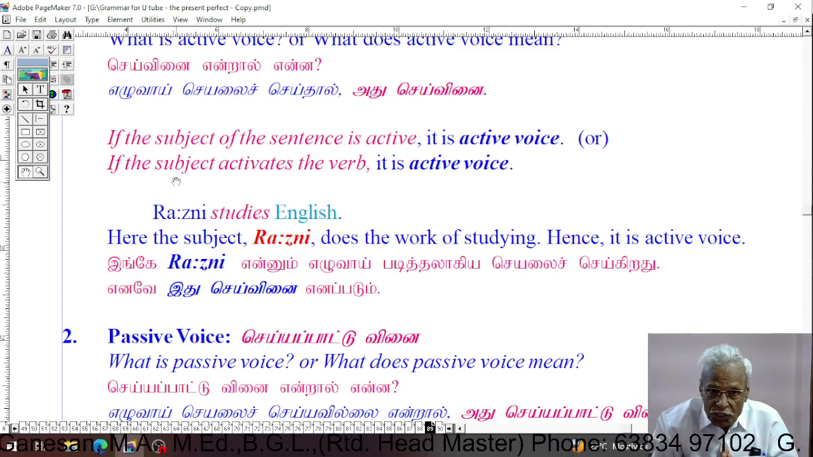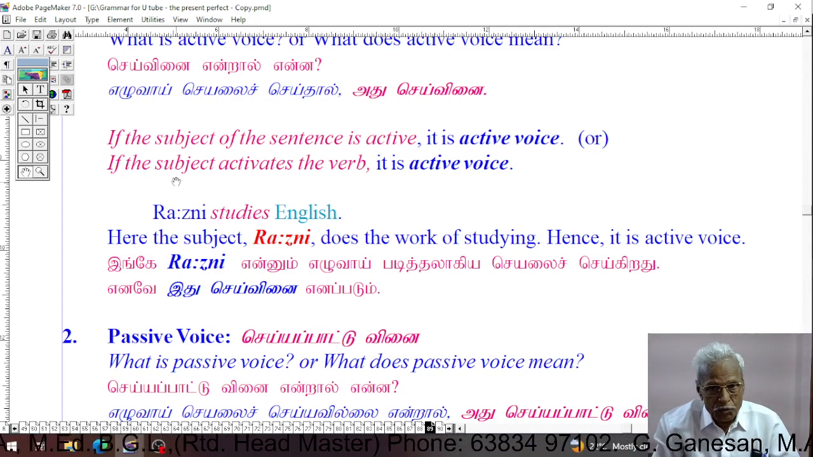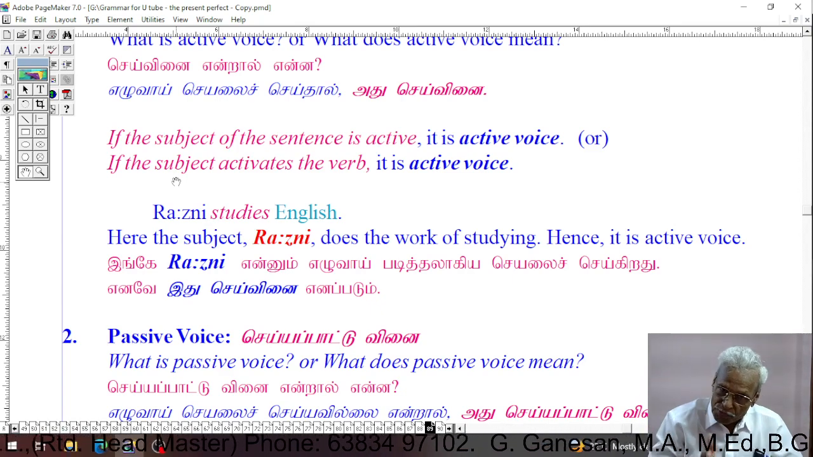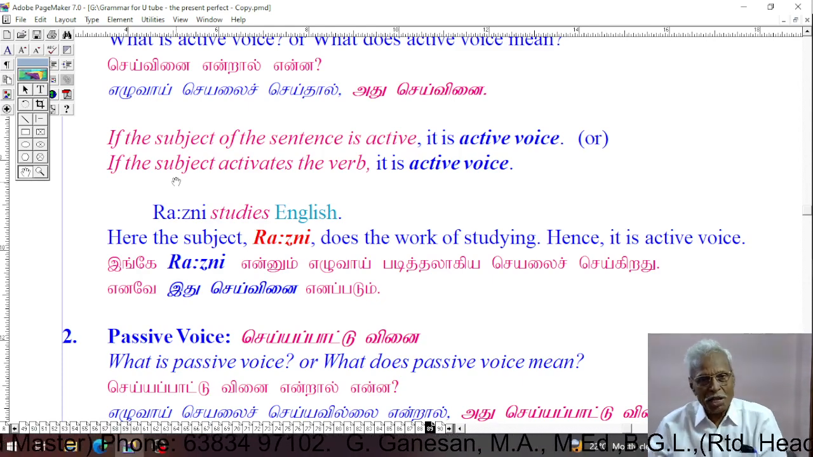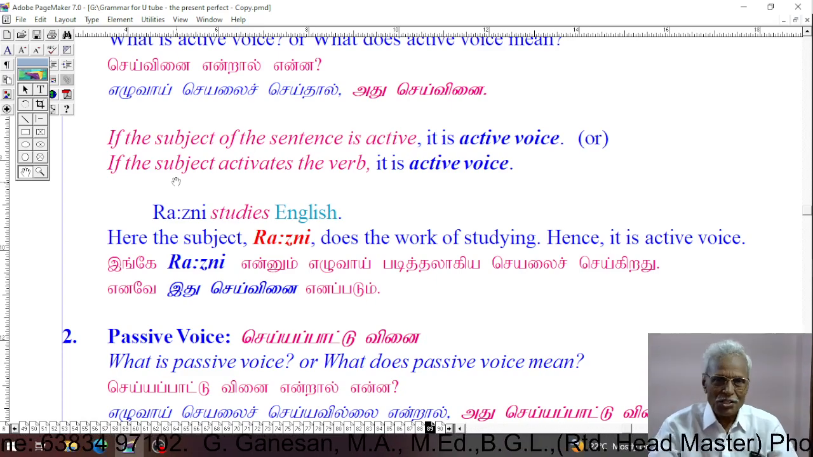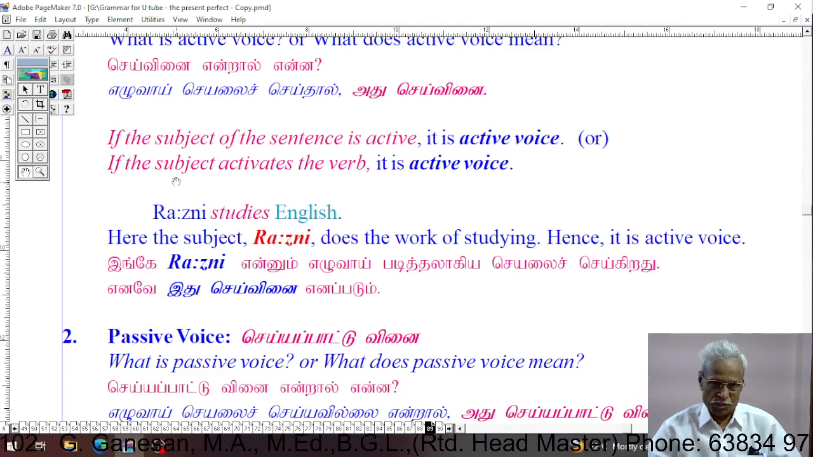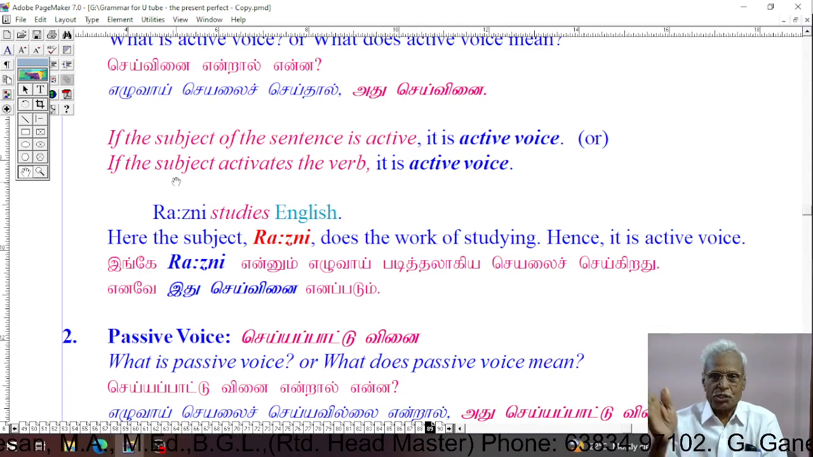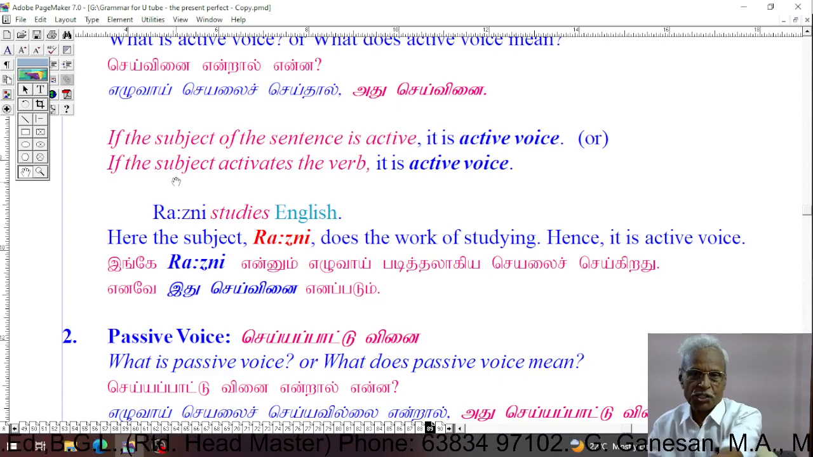if the subject is active, it is active voice. If the subject activates the verb, it is active voice. Yes, we can give the answer in any way, in both the ways. If the subject of the sentence is active, it is active voice. If the subject activates the verb, it is active voice.